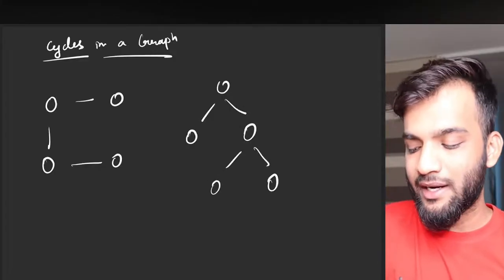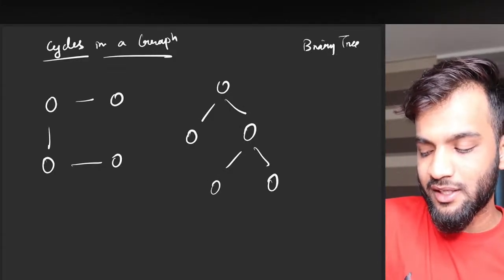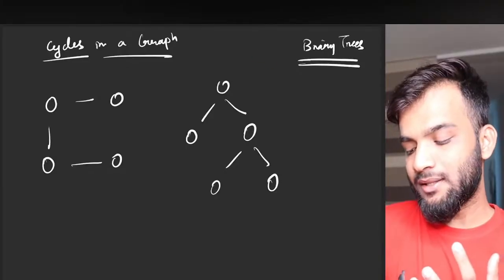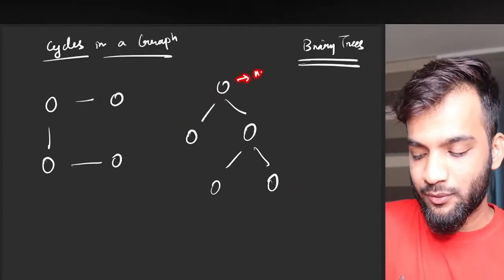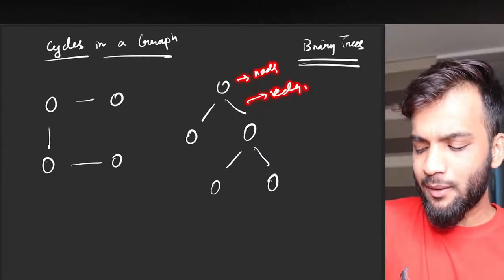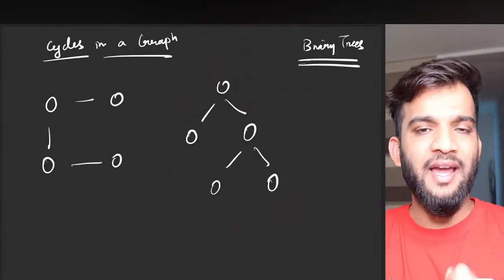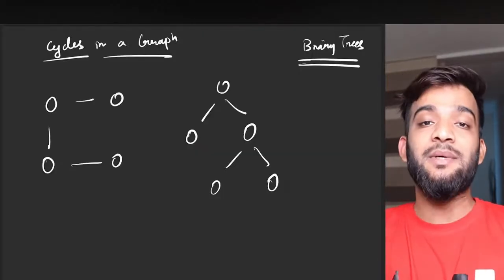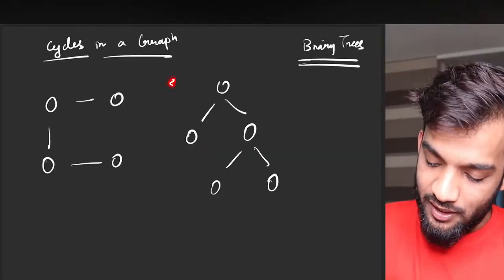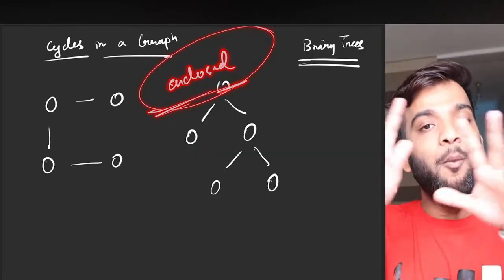Now you might have read about binary trees. If you have not read binary trees, you can definitely read them from my playlist. So this is a binary tree, but this can also be called a graph. Why? Because it follows all the rules. We have nodes, we have edges, and that is the minimal condition for anything to be called a graph. So a graph does not necessarily have to be an enclosed structure. It can be an open structure as well.